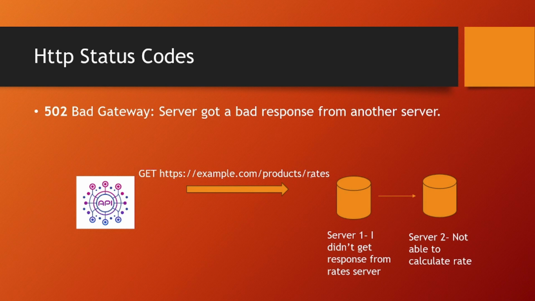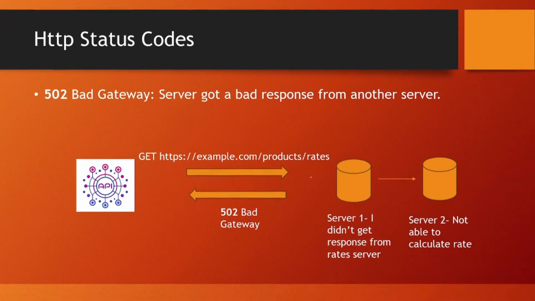So in that case, what will server 1 do? Server 1 will say that I'm not able to get the response back, so I'm sending you 502 bad gateway. That means one server was not able to get the response back, or it got a bad response from another server. Whenever you get these kinds of errors, you have to understand there is some issue with the server connectivity and the server is getting bad responses from another server. So this was about 502 bad gateway.